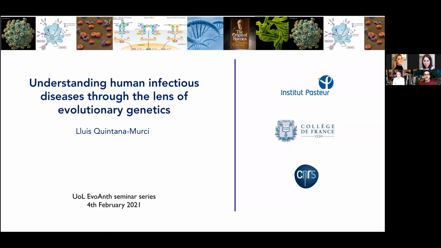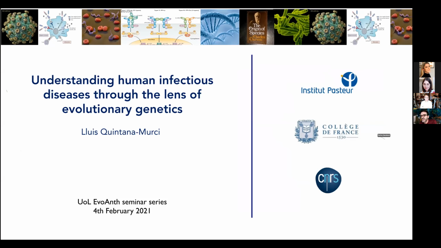So today, because I know that you are mostly interested in evolutionary anthropology, which also is my case, my background is population and evolutionary genetics, I'm not going to give you a talk on how to understand the genetic basis of infectious disease susceptibility or things like that, but I'm going to give you a kind of population genetics and evolutionary vision of how we can understand infectious diseases and immune responses between humans.